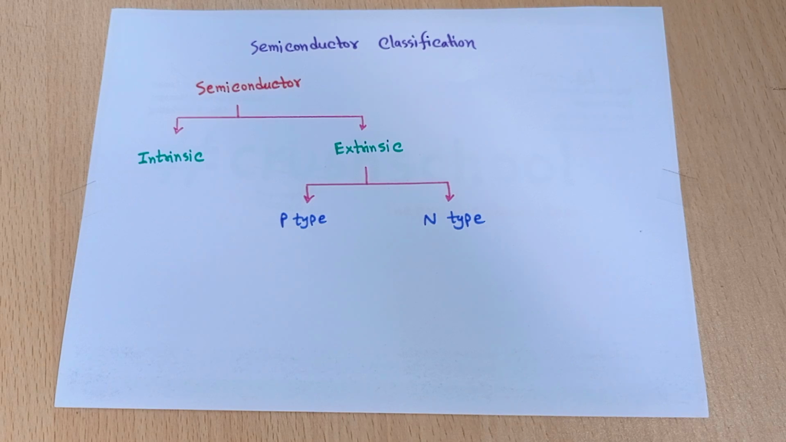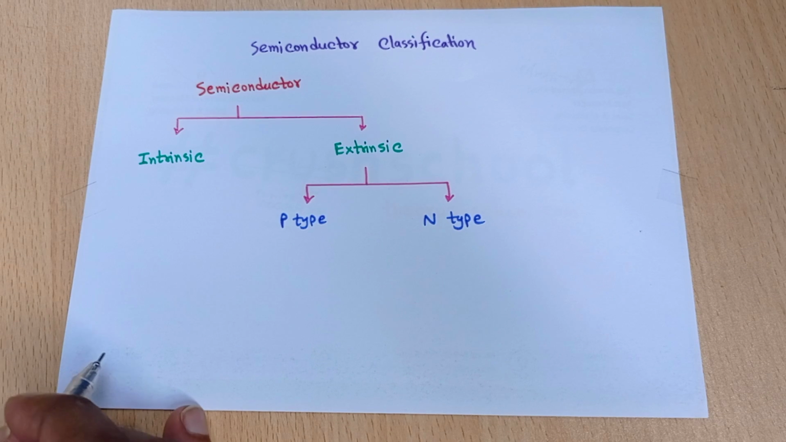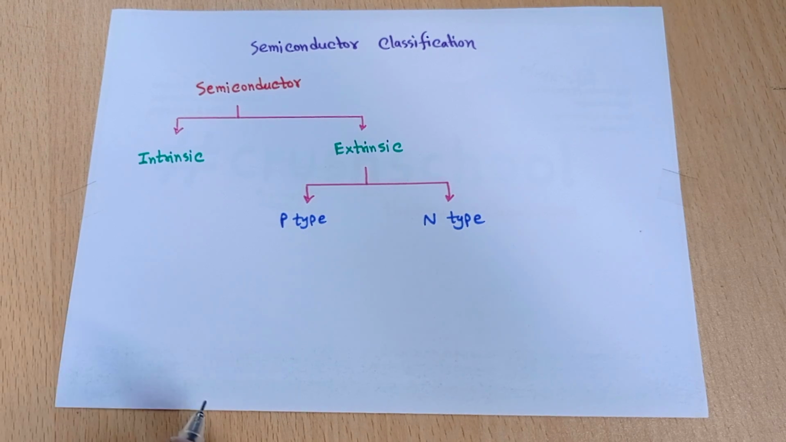Semiconductor classification. There are various types of semiconductor. We have to classify the semiconductor into two types. The first one is intrinsic and the second one is extrinsic. So we know about the semiconductor.